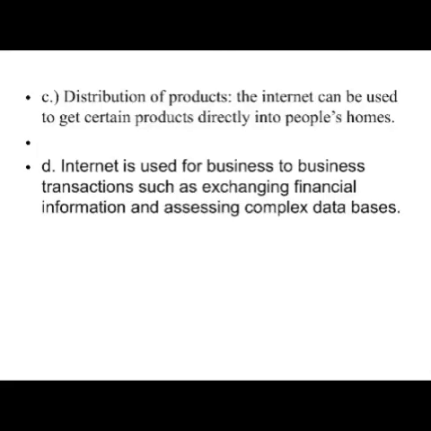Okay, we also have distribution of products. So the internet can be used to get certain products directly into people's homes. You order something, then it's delivered direct to your home. Internet is used for business-to-business transactions, such as exchanging financial information and accessing complex data.